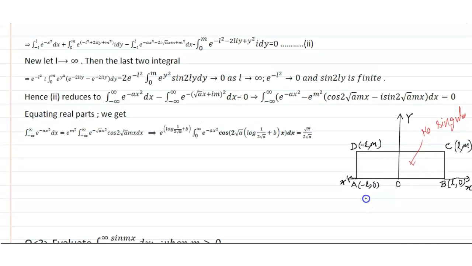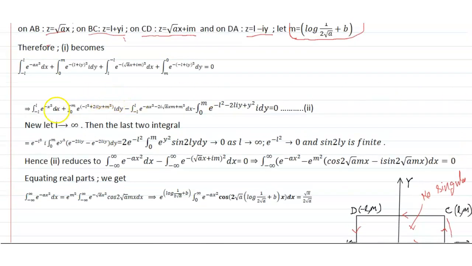So you will see that it is moving from minus L to L, and also this way this is moving. So I get the value: integral from minus L to L of e to the power minus ax square, and another integral from 0 to m, and from minus L to minus L of e to the power minus (root over a x plus i m) whole square plus integral from 0 to m of e to the power minus half l i whole square. And after that I get this value.